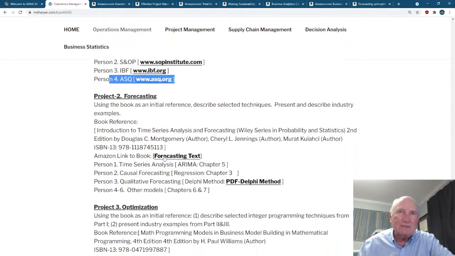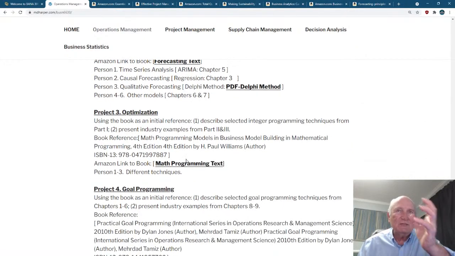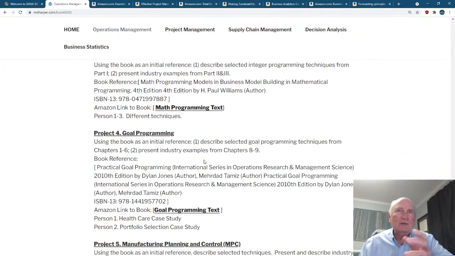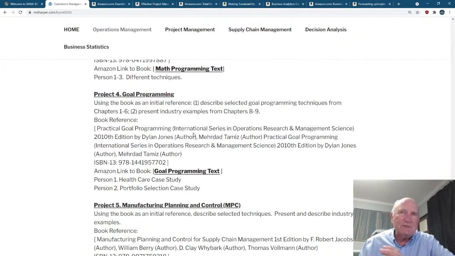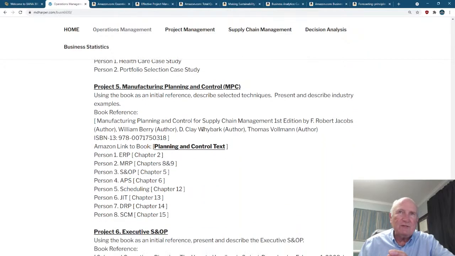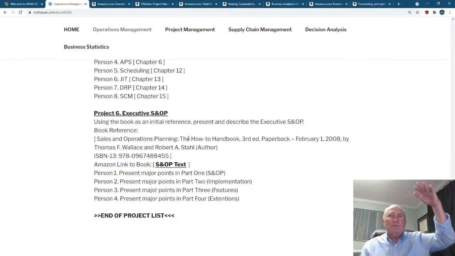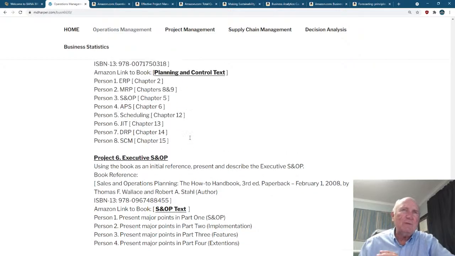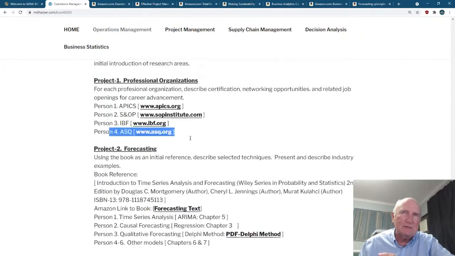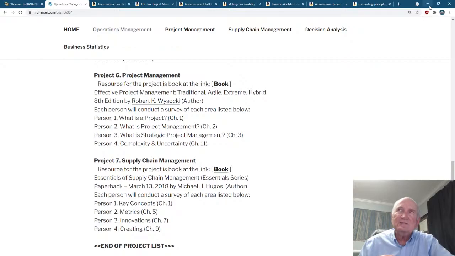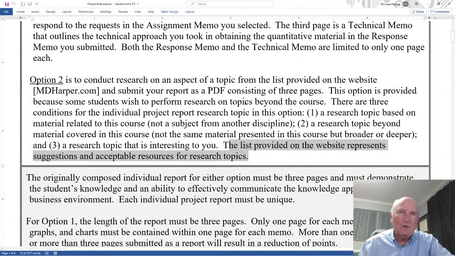Here's another forecasting, different forecasting text. This is a little different approach. Optimization, a little different approach to analytics. Goal programming. I put this in here because this is a very big optimization technique. Manufacturing planning and control. Executive sales and operations planning. This is not just aggregate planning. It looks at the corporate level. Okay, so there's so many different possibilities here. These are just suggestions. Okay.